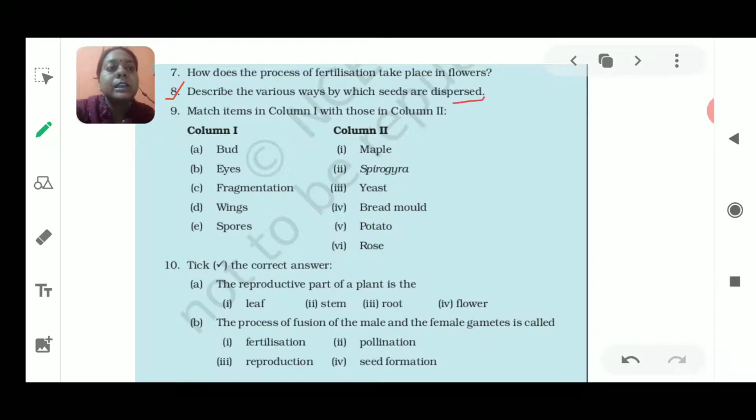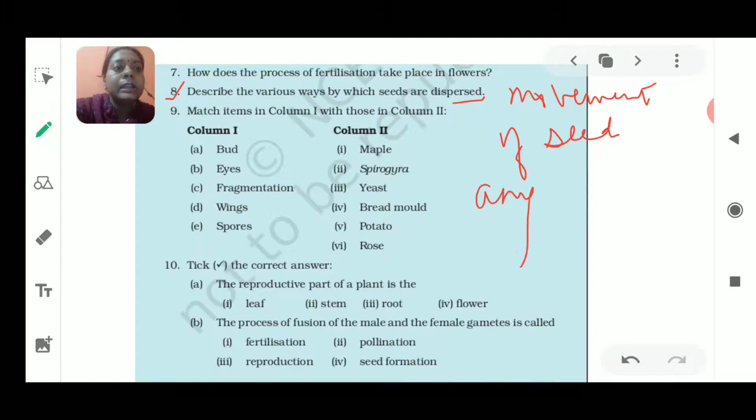Dispersal means the movement of seeds from one place to another with the help of any agent. Fine, with the help of any agent. Now why is this agent required? This is required just so that the seed could move from one place to another place.